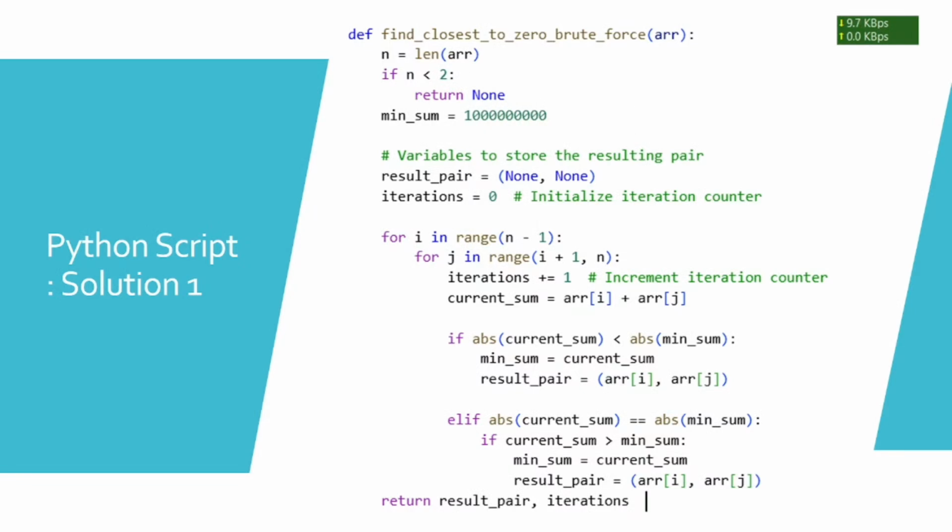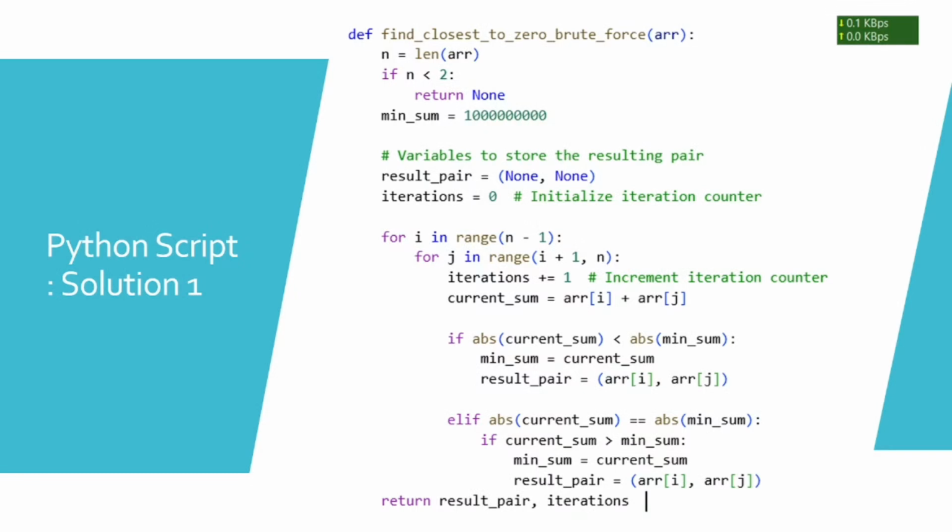Min sum we have initialized to the maximum value that is possible. So with the first iteration itself, it will get updated to the first pair sum that we encounter. Then we have a result pair, which is none right now. Iteration I have just added to show the difference between the two solutions that we are going to cover here. So right now it is initialized as 0.